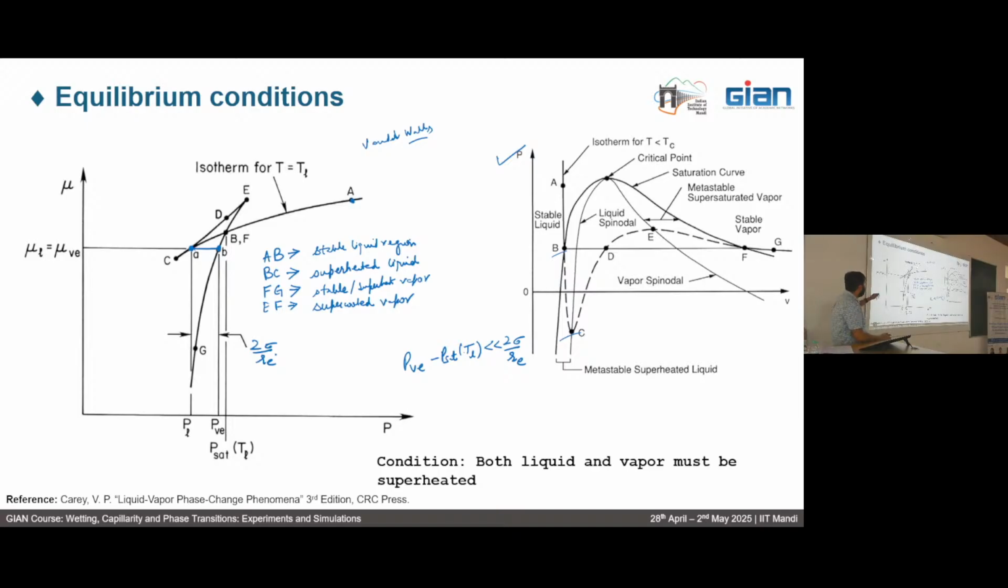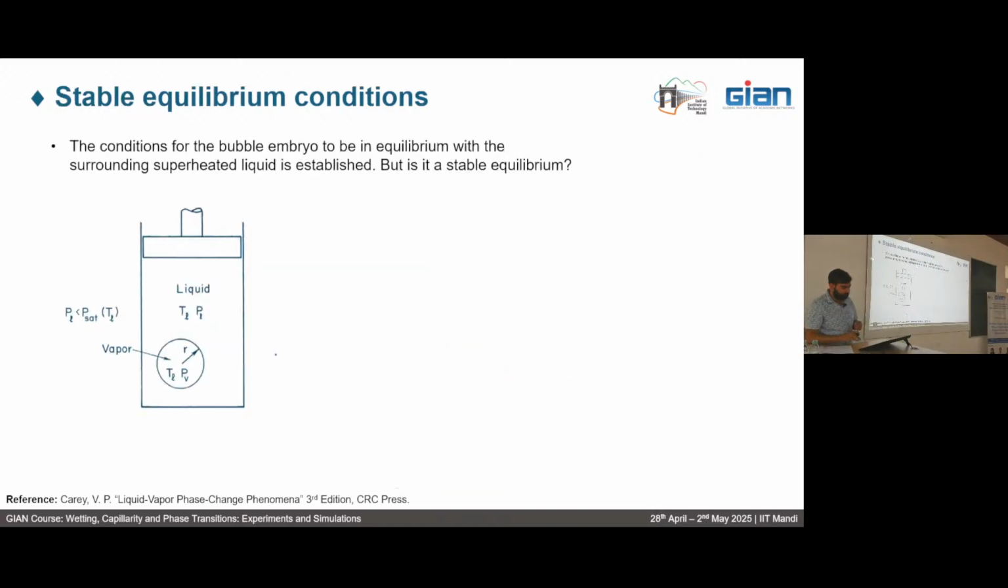Now since we have established the condition that for the vapor to be in equilibrium with the liquid, it should be in a superheated form, let us also try to see if this equilibrium is stable or unstable: whether the bubble will sustain, grow, or shrink. That we will discuss now.